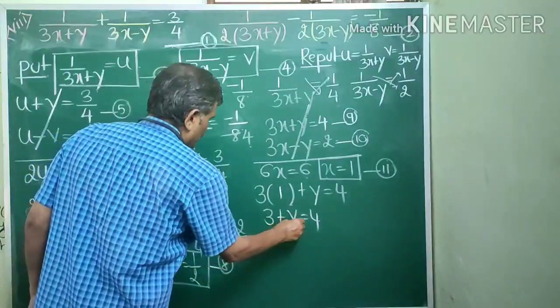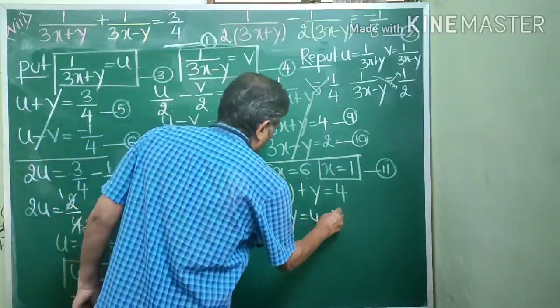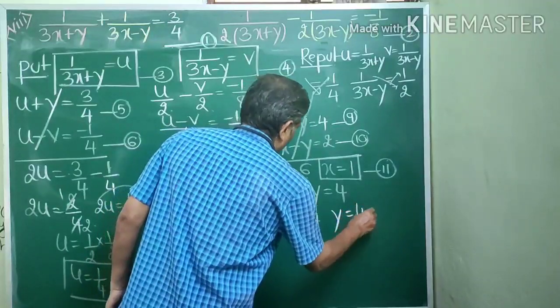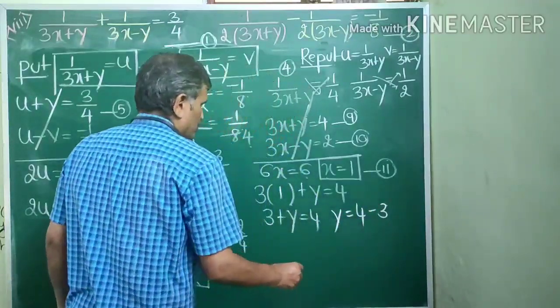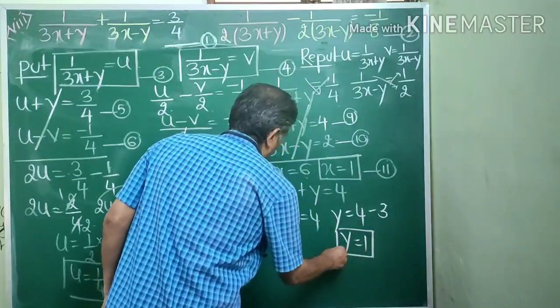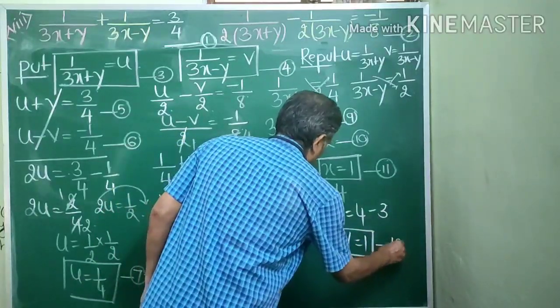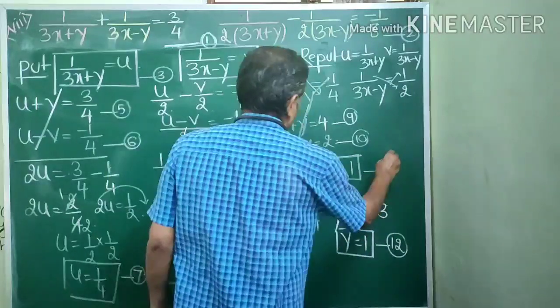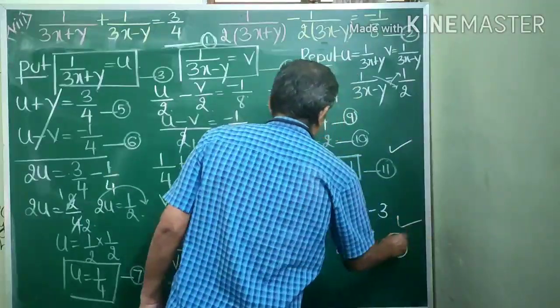3 plus y is equal to 4. So y is equal to 4 minus 3. And 4 minus 3 is 1. So finally, the solutions that we are getting is x is equal to 1 and y is equal to 1.